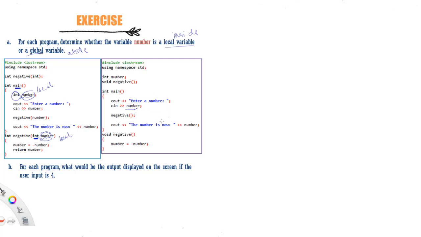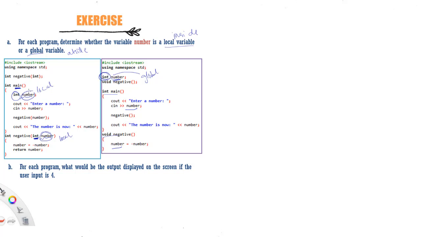Okay, this variable number, and inside this function negative also has a number. But let's take a look at where this variable number is declared. It is declared outside. Since this is a function, this variable number is declared outside of all functions, so we know that this is a global variable.